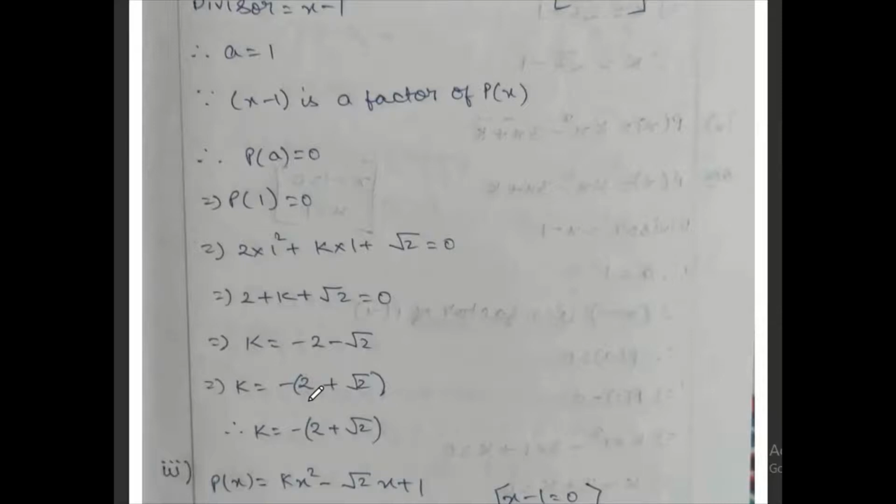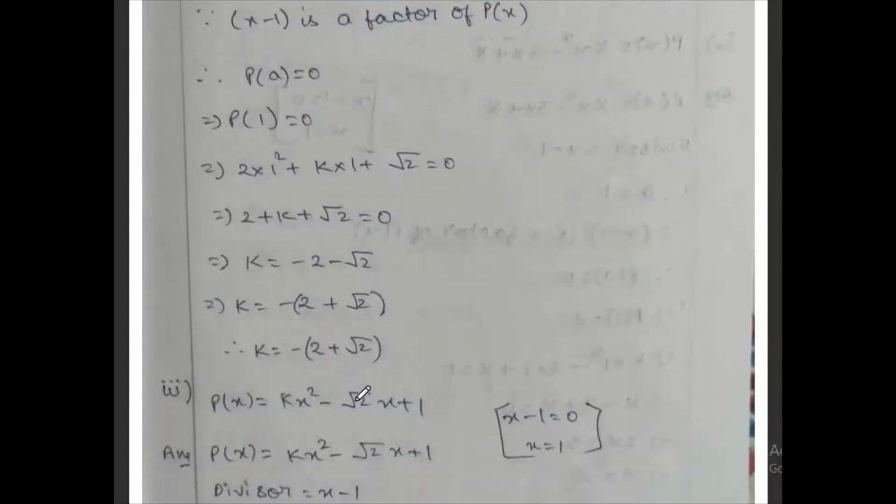We know that 2 is a rational number and root 2 is an irrational number, so the addition cannot be done. Rational and irrational we cannot add. So you should leave it as k equals minus (2 plus root 2). But make sure that 2 plus root 2 is covered with a bracket. That's your second answer.